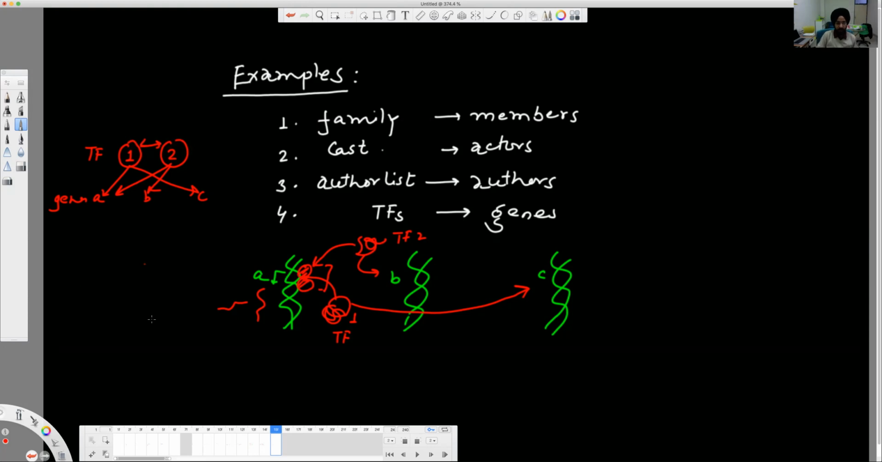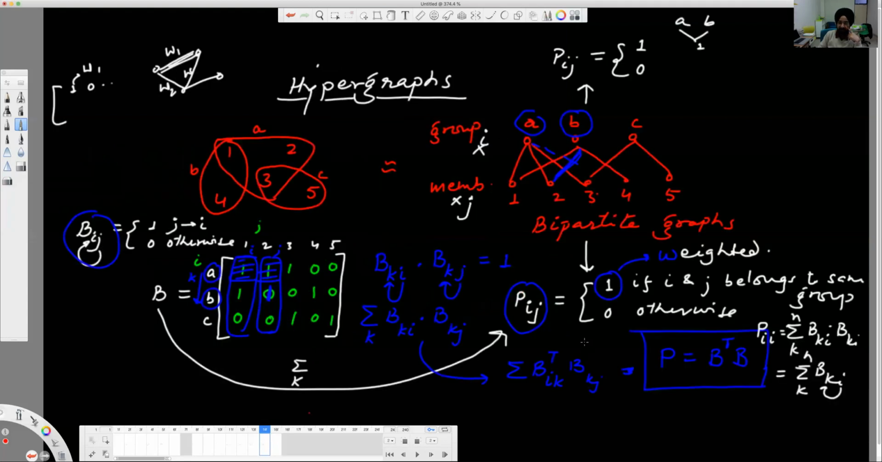So you learn about the biological regulation, and then you also get to know how many targets TF1 is having and how many transcription factors gene A is having in the diagram. Okay, so that's where we use this framework of projections in biology.